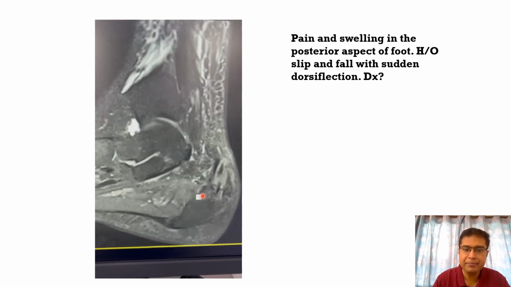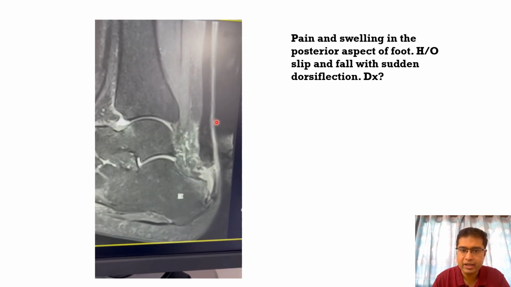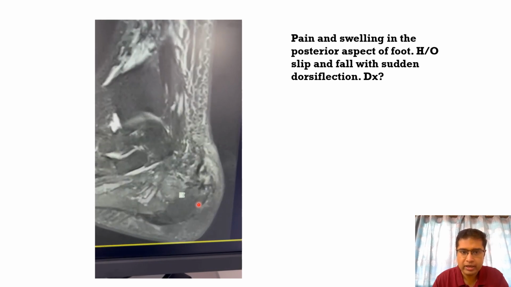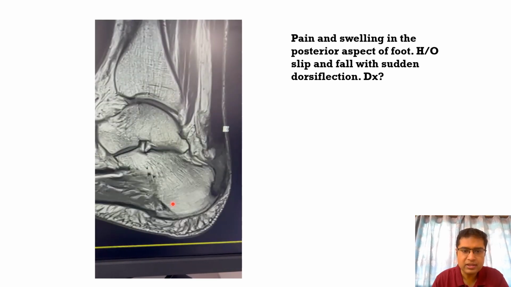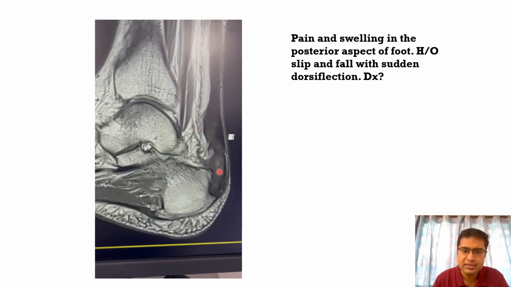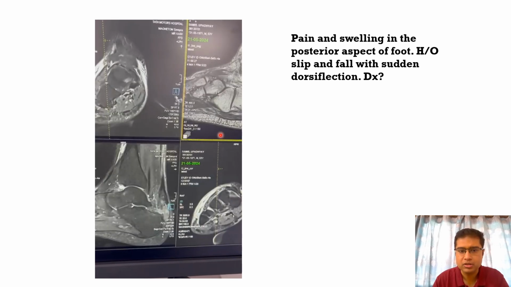These are the sagittal PDFS images where we can see that there is extensive collection in the retrocalcaneal bursa and discontinuity of the tendoachilles tendon in the distal area, and there is mild edema in the calcaneum. These are the T1 weighted images where the collection is showing T1 hyperintensity suggesting hematoma, and there is discontinuity of the fibers.